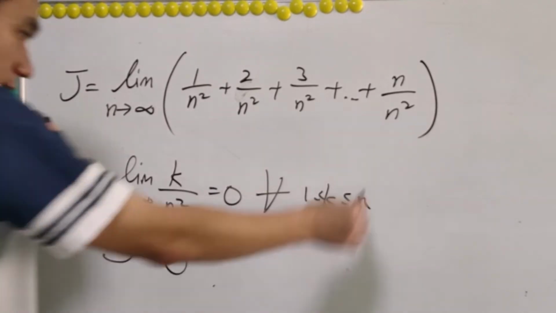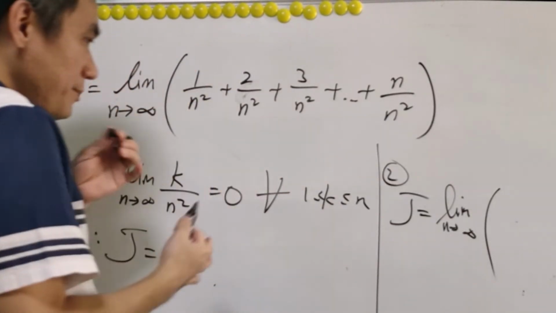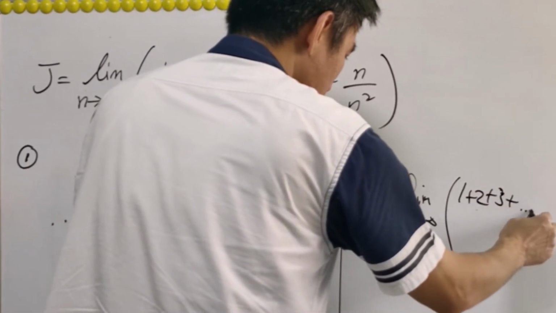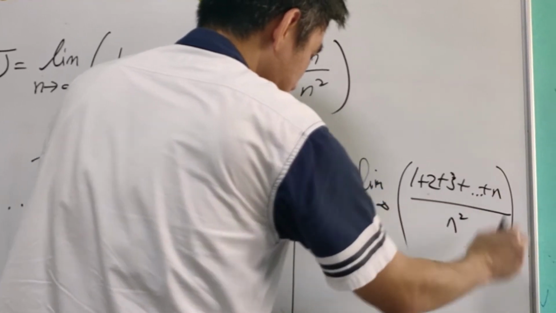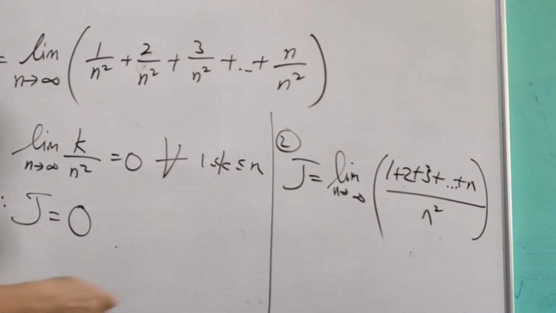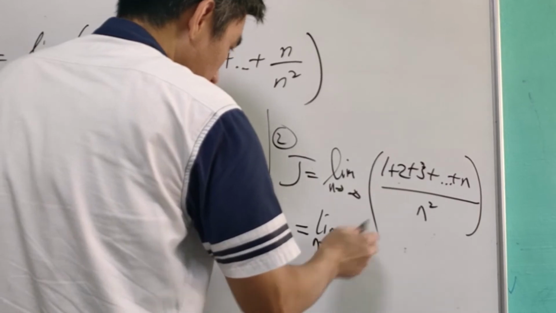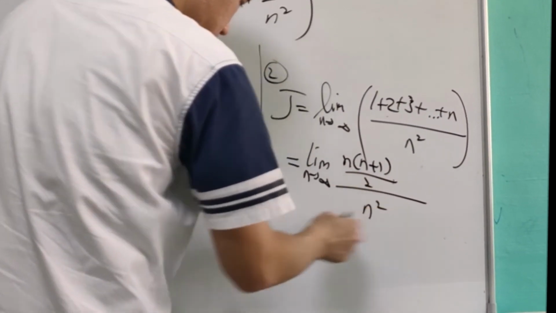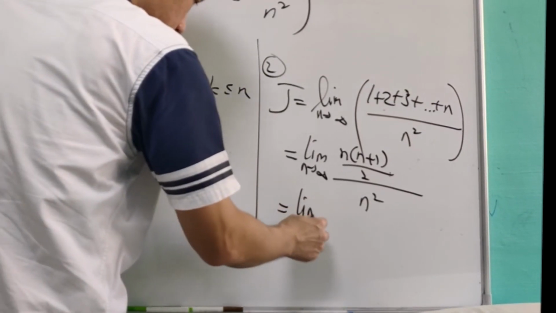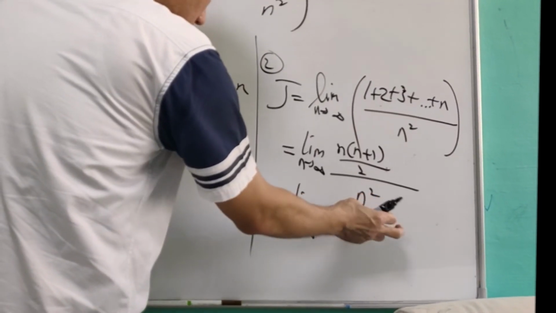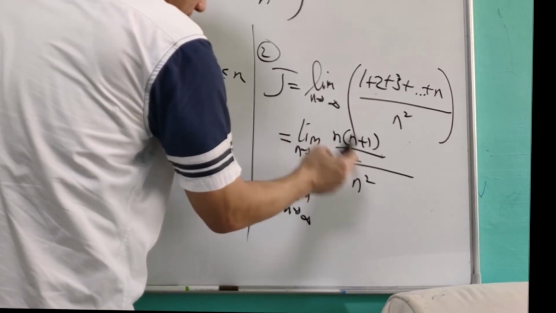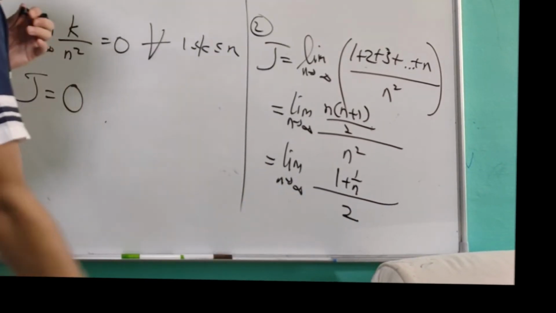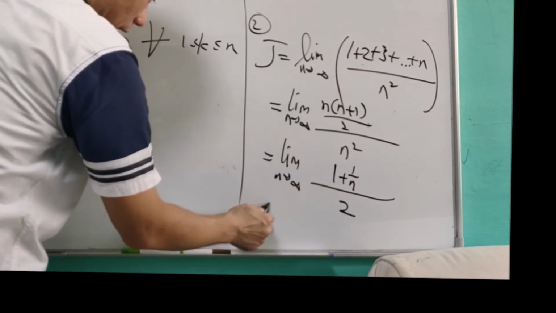Let's look at the second argument. It is the limit of 1 plus 2 plus 3 and so on until n, over n squared. We combine them first. Then this is equal to n times n plus 1 over 2, over n squared. n squared means it's n times n. One n cancels, so this is n plus 1 over n, over 2. When n is big enough, this is equal to half.